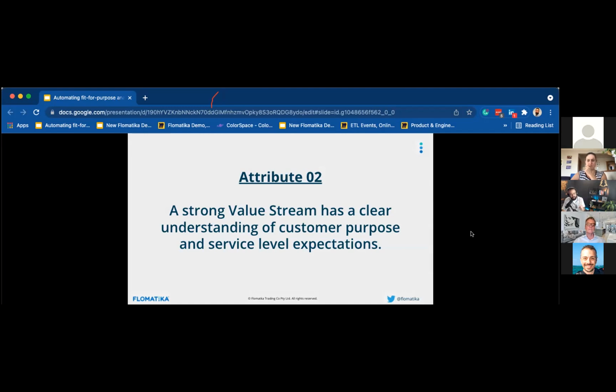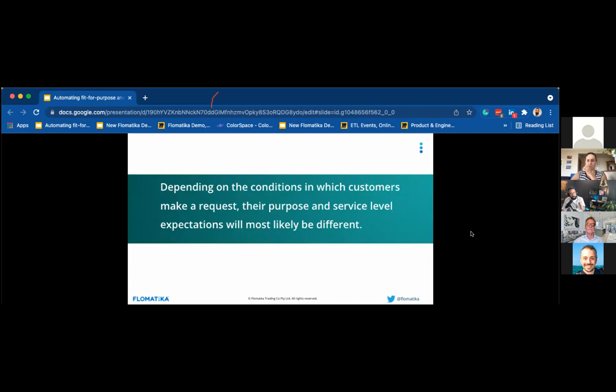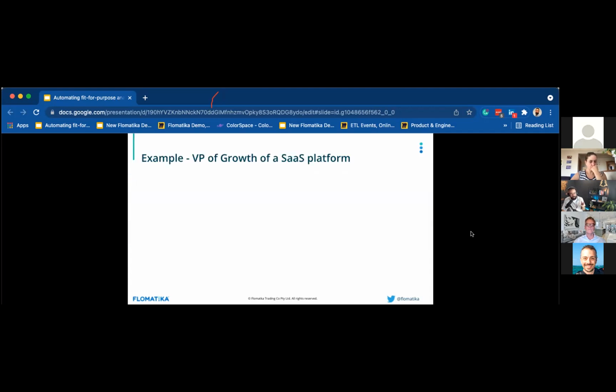Attribute 2 is that a strong value stream has a clear understanding of customer purpose and service level expectations. Depending on the conditions in which customers make a request, their purpose and service level expectations will most likely be different. As an example, let's take a VP of growth for a SaaS platform. One of the demand types they could be requesting would be new product features, and the purpose there is to improve the marketability of the product in the long run.